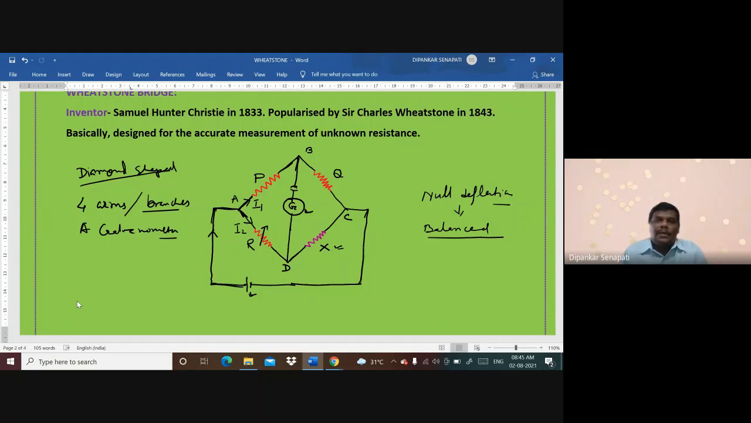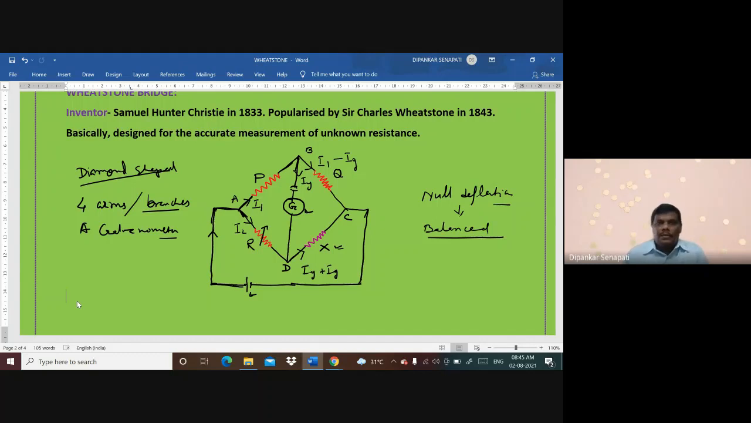Here I1, you see, again there will be distribution of current. Let this be equal to Ig, and here the current will be I1 minus Ig. This is according to Kirchhoff's law. Now in this arm, that is DC, the current will be, very simple, I2 plus Ig.